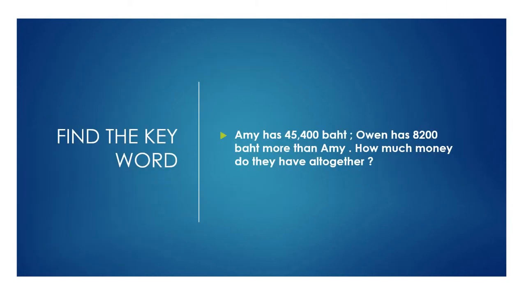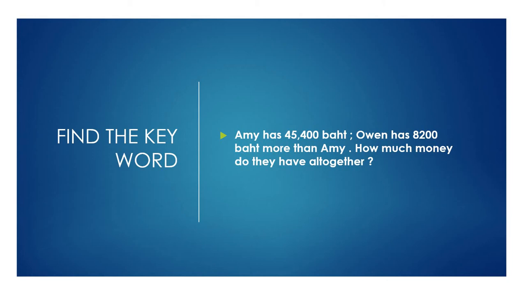Amy has 45,400 baht. Owen has 8,200 baht more than Amy. How much money do they have all together? Let's look for a clue or keyword in this problem. Which keyword do you see in this problem? Right, all together. Correct.